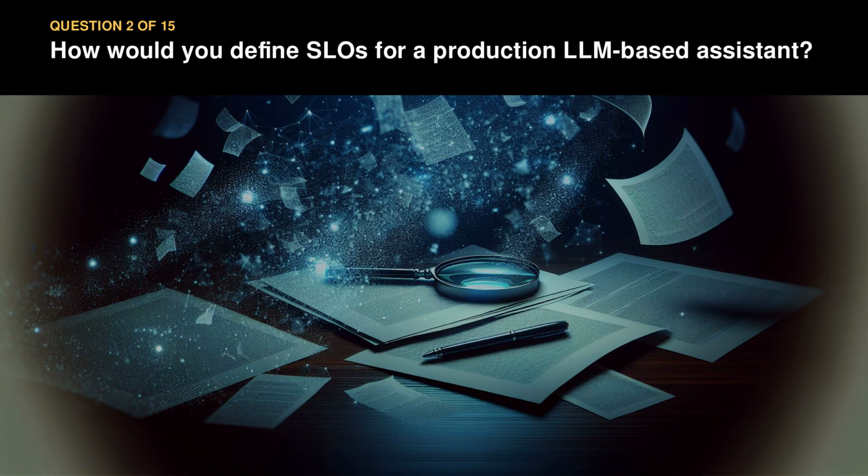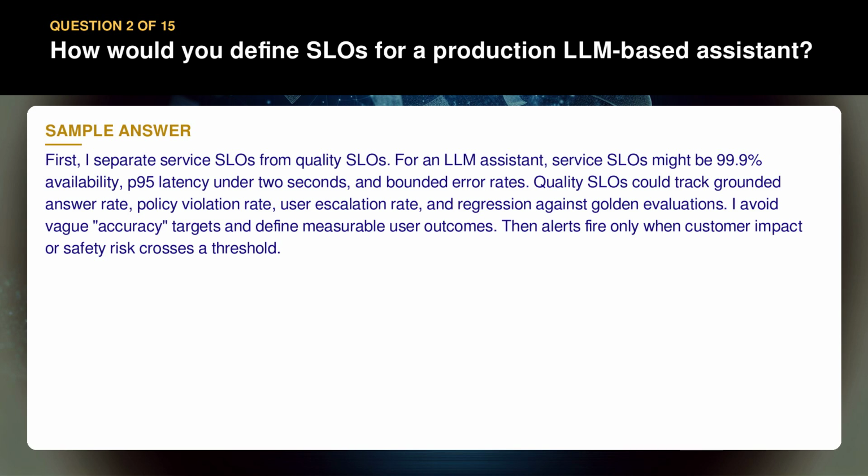Question 2. How would you define SLOs for a production LLM-based assistant? First, I separate service SLOs from quality SLOs. For an LLM assistant, service SLOs might be 99.9% availability, P95 latency under 2 seconds, and bounded error rates. Quality SLOs could track grounded answer rate, policy violation rate, user escalation rate, and regression against golden evaluations.